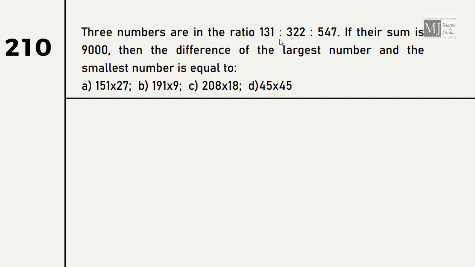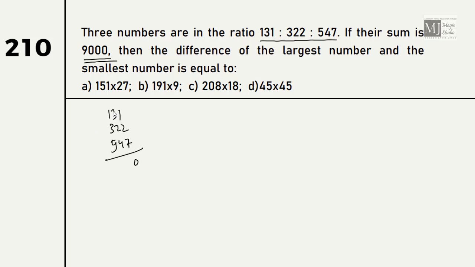Three numbers are in ratio 131 is to 322 is to 547, and the sum is 9000. So let's see what is the sum of this ratio. 131 plus 322 plus 547 is 1000. So the total of ratio is 1000. That means 1000x is equal to 9000. X is equal to 9.